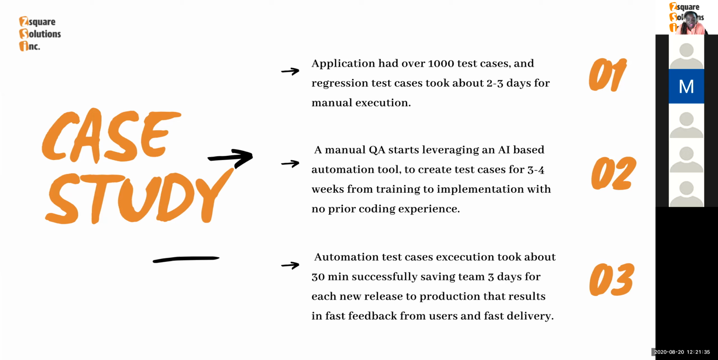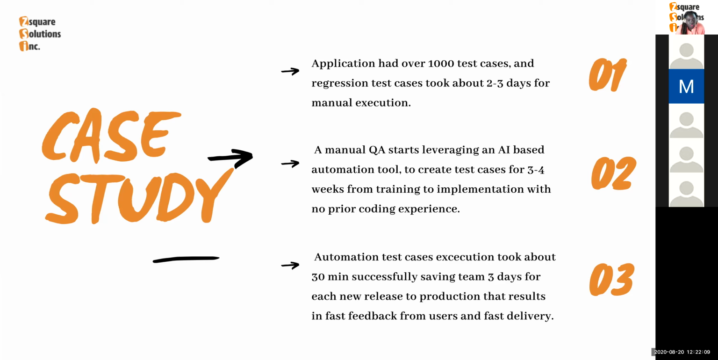So what happened was, a manual QA decided to start leveraging an AI-based tool, and the keyword here is manual QA. So this is somebody who has no coding experience and had never used this tool. So it took them 3 to 4 weeks, from training and getting introduced to the tool to implementing it, with no prior coding experience, as I mentioned. So it took them 3 to 4 weeks to automate all these 1,000 test cases.